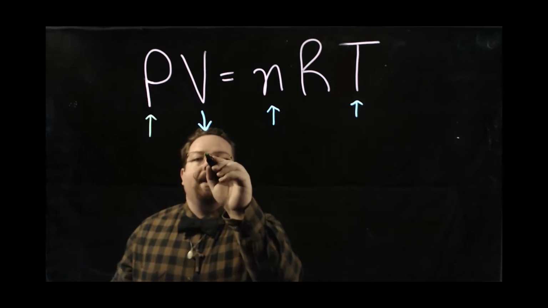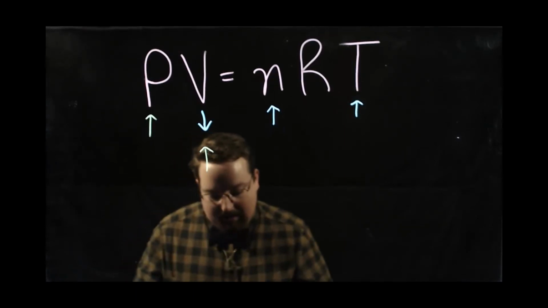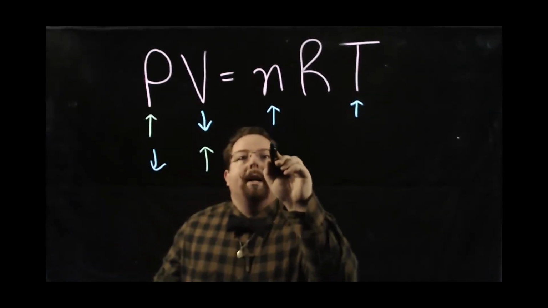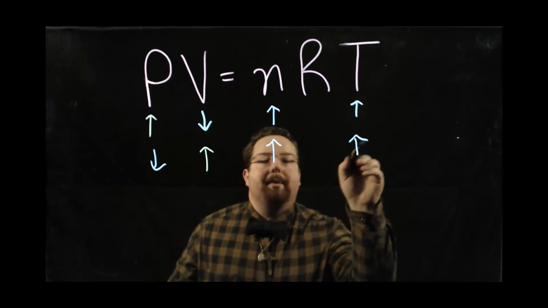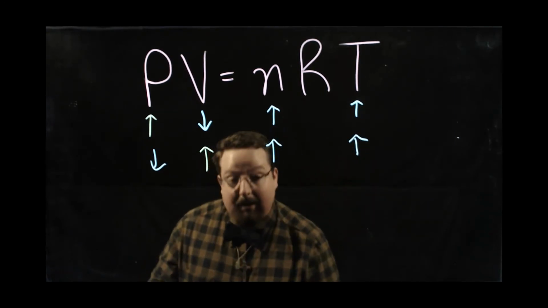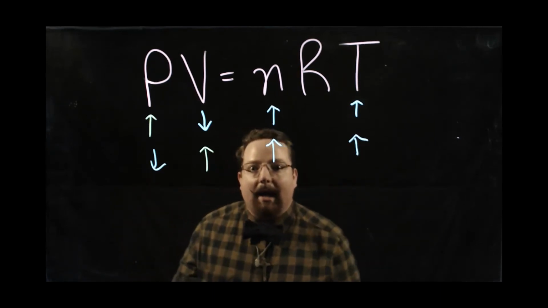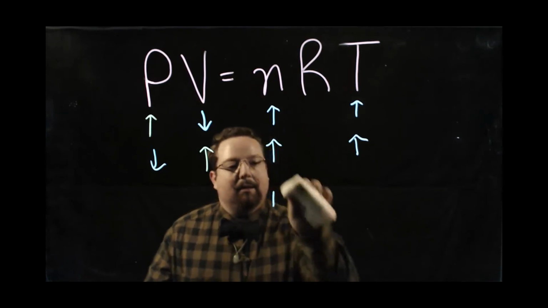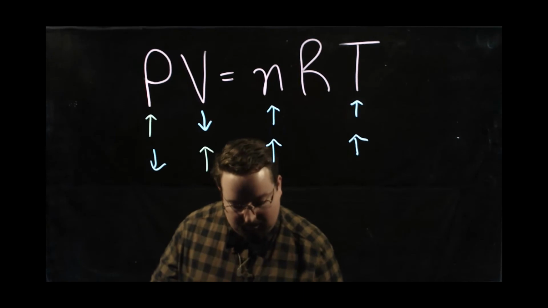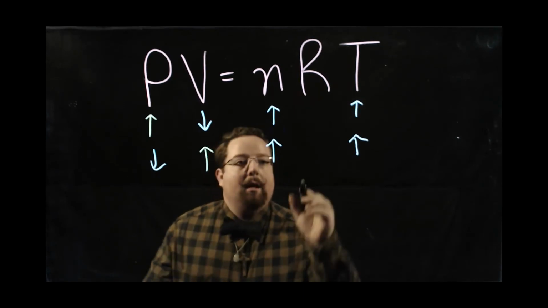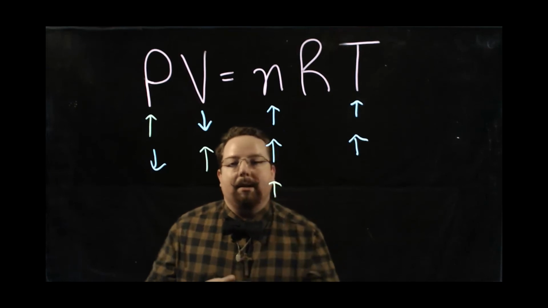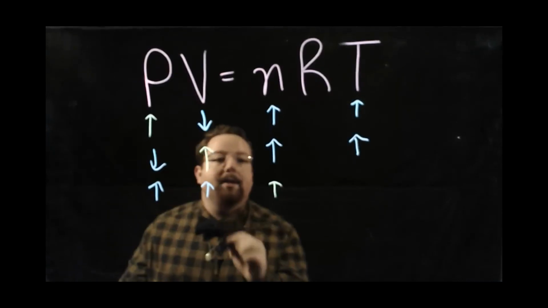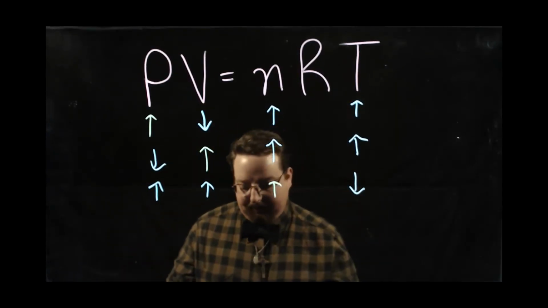So just to go through these, if I wanted to increase the volume, I could do that by decreasing the pressure, or increasing the number of particles, or increasing the temperature, assuming that I kept all the other variables we're not talking about the same. If I increase the number of particles, then the pressure would have to increase, or the volume would have to increase, or the temperature would have to decrease.